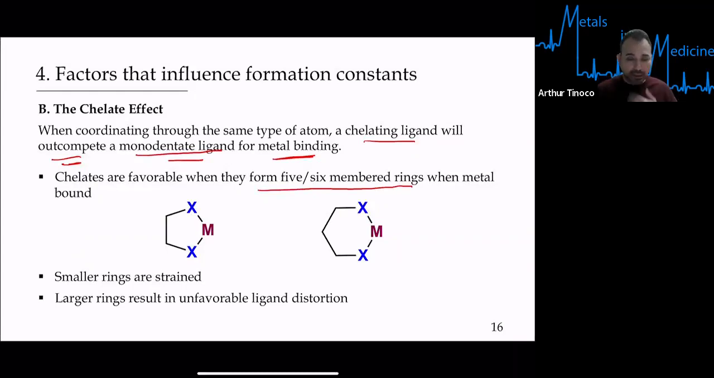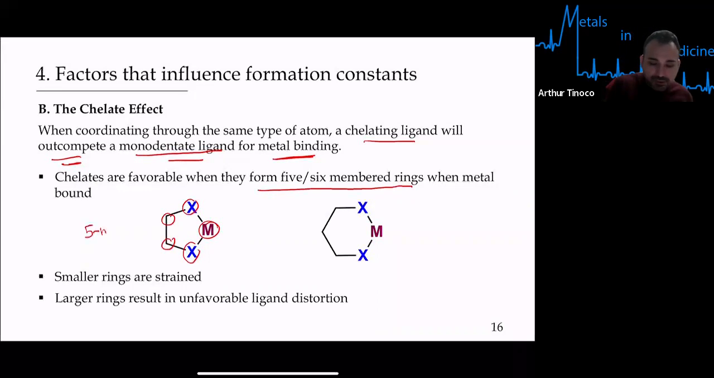What do I mean by that? Let's say you have a chelator that, when it coordinates to the metal, will form this particular interaction. What we're going to count is the metal, the coordinating ligands, and then whatever is along the backbone of the ligand itself. So here we have a 5-membered ring that has been formed. Then you can also have this representation of a 6-member ring.